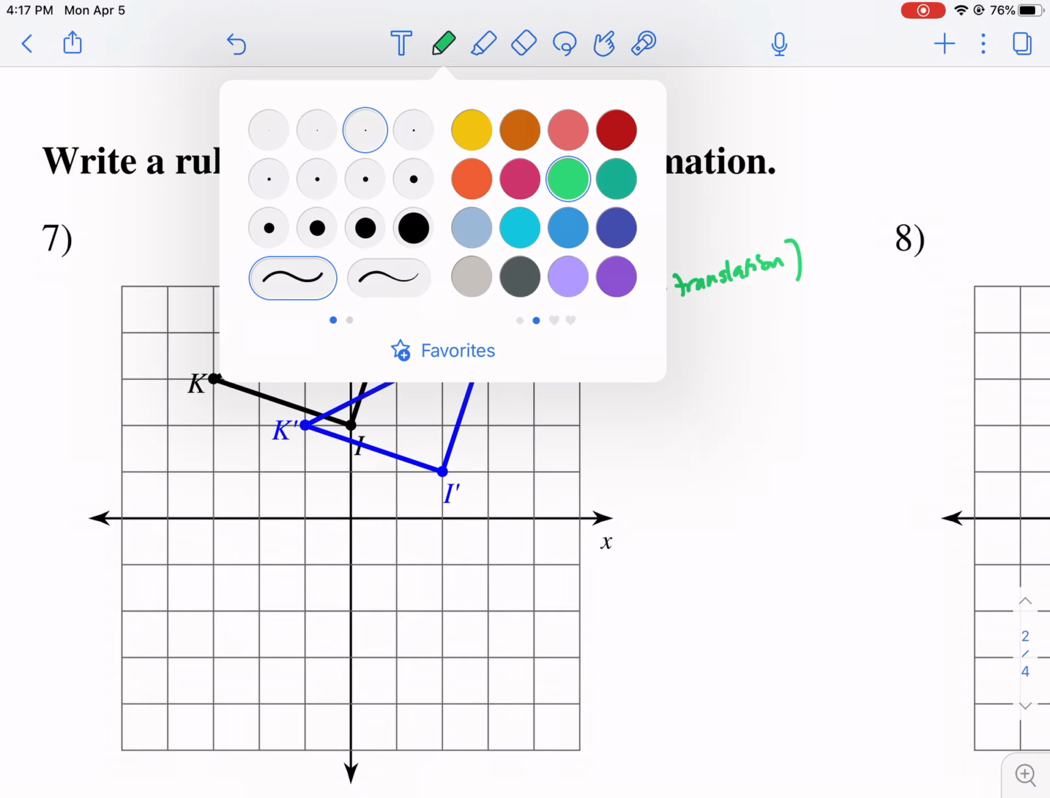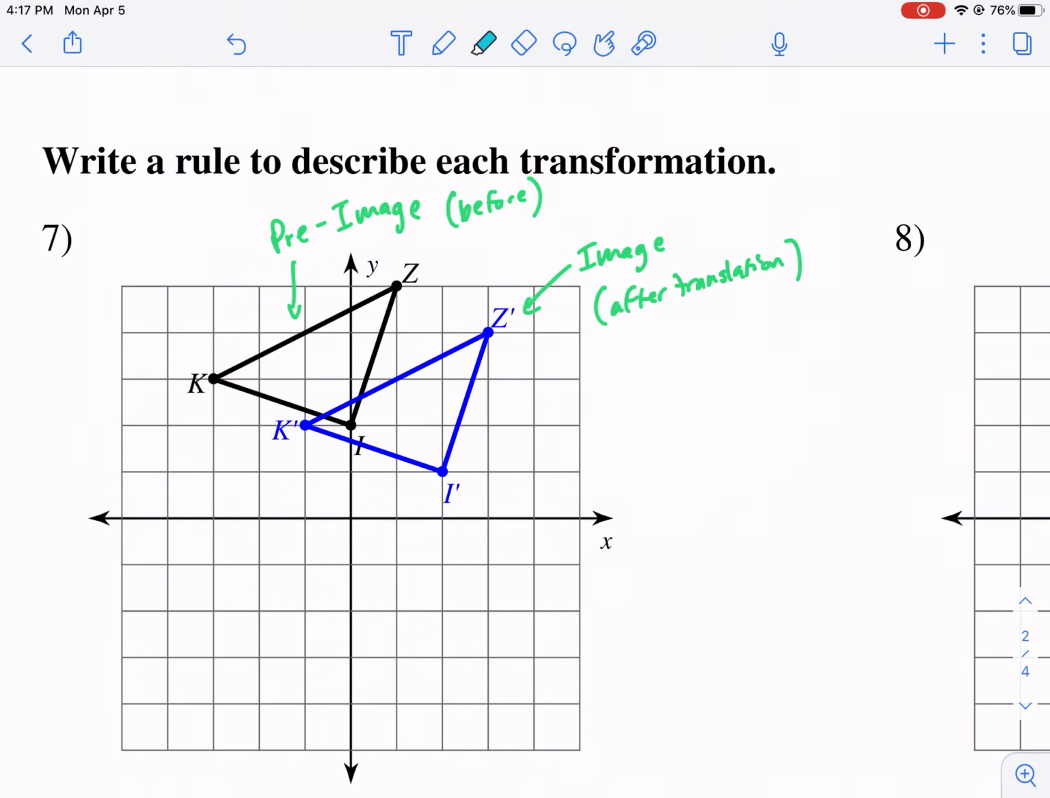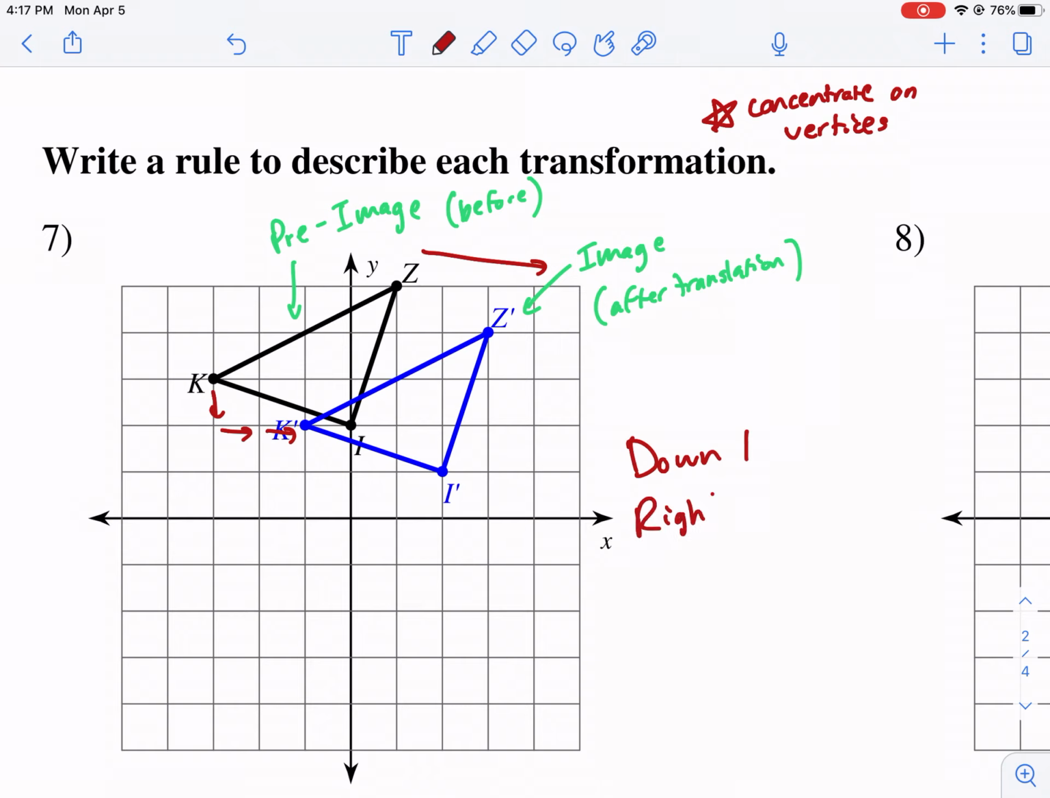Okay, so we're just going to concentrate on the vertices. The key to all these problems is to concentrate on the vertices. Okay, so let's see how it changes. How does it change from the pre-image to the image? It goes down 1 and then it goes to the right. Oops, I overdid it. 2 units. So it went down 1 and then right 2.